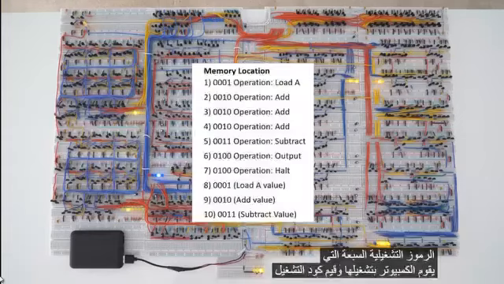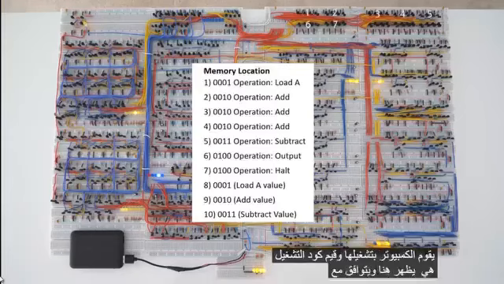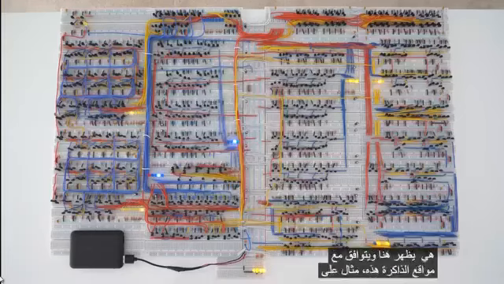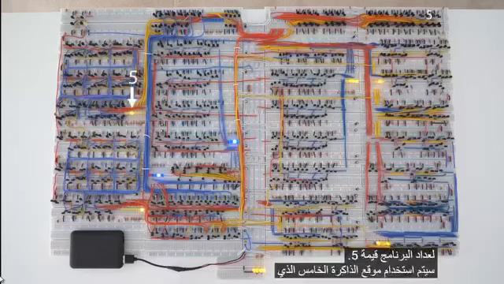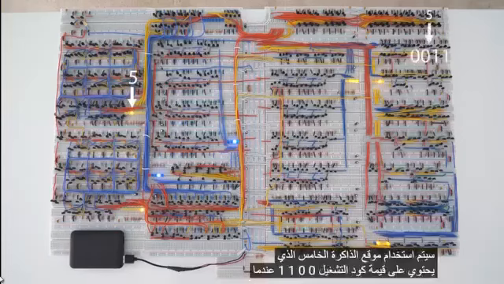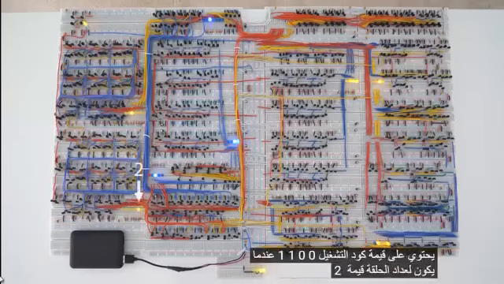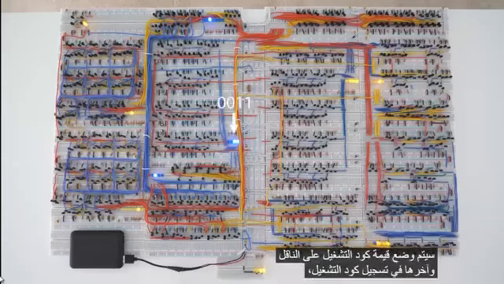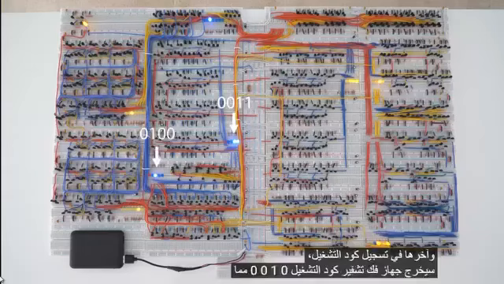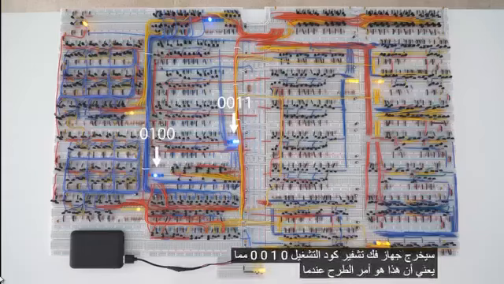The opcode values are shown here and correspond to these memory locations. An example of the opcode being used is when the program counter has a value of 5. The 5th memory location will be used, which contains the opcode value 0011. When the ring counter has a value of 2, the opcode value will be placed onto the bus and latched into the opcode register. The opcode decoder will output 0100, which means this is the subtract command.